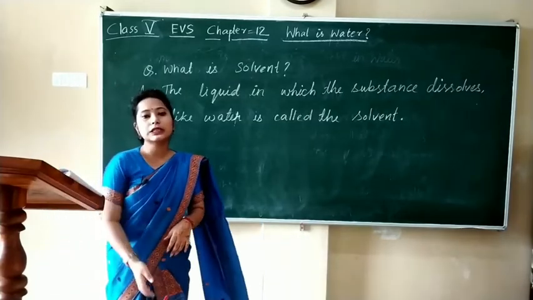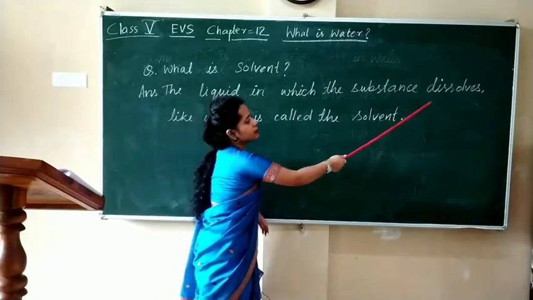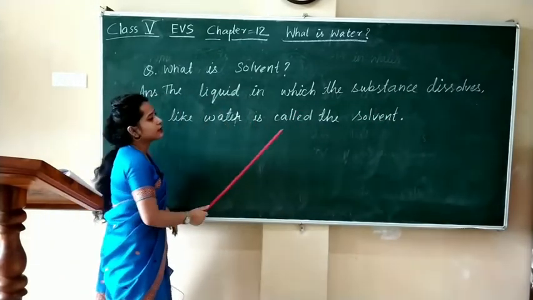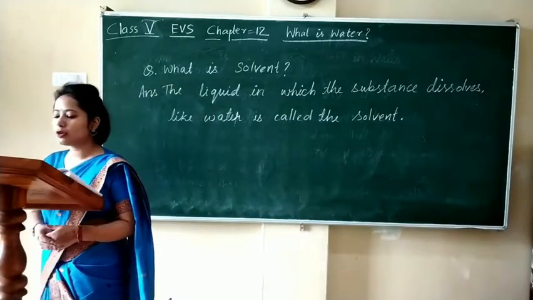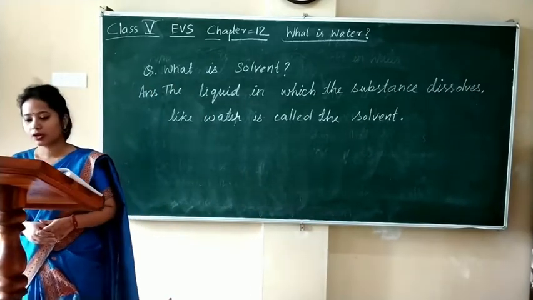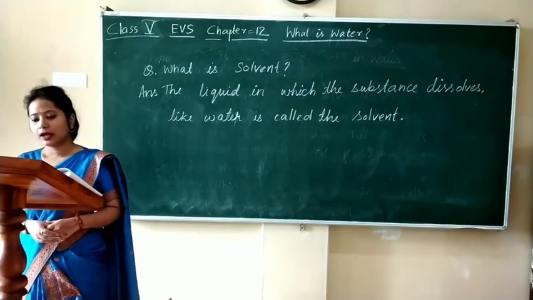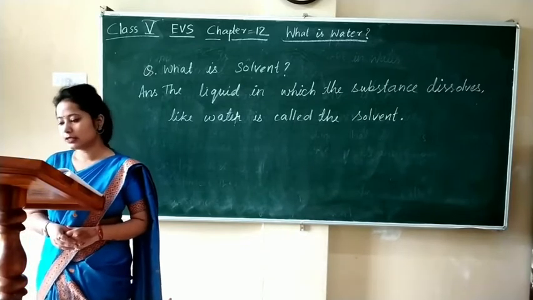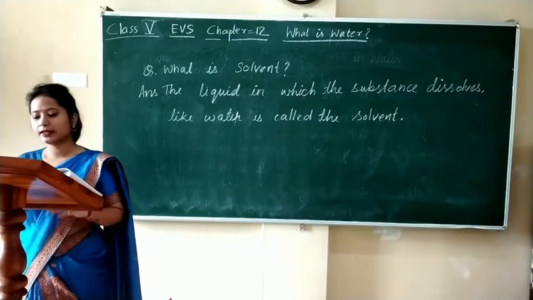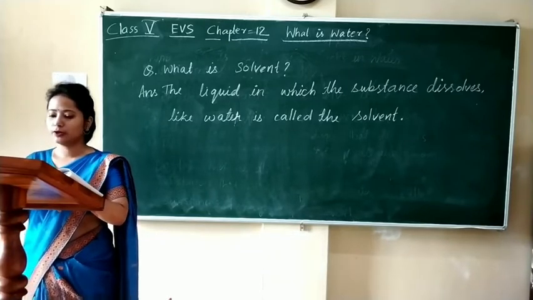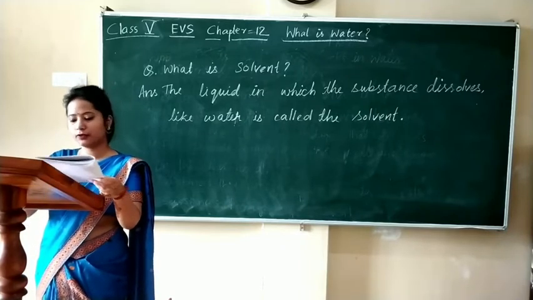So now, what is solvent? The liquid in which the substance dissolves, like water, is called the solvent. Water can dissolve many gases too. Oxygen and carbon dioxide dissolve in water. Therefore, plants and animals survive in water. Since water can dissolve many substances, it is also called universal solvent. So, I hope this universal solvent is clear for you.